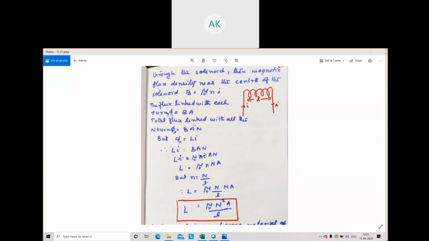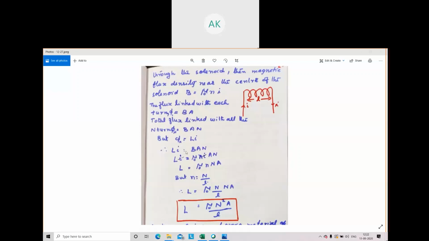Flux linked with one turn is BA. Therefore, total flux linked with n turns will be BAN. But we know flux is also equal to L into I. When I is the current sent through a coil, then flux is also equal to Li, that we have studied. So we can equate both of these. Flux linked with n turns, BAN, equals Li also.